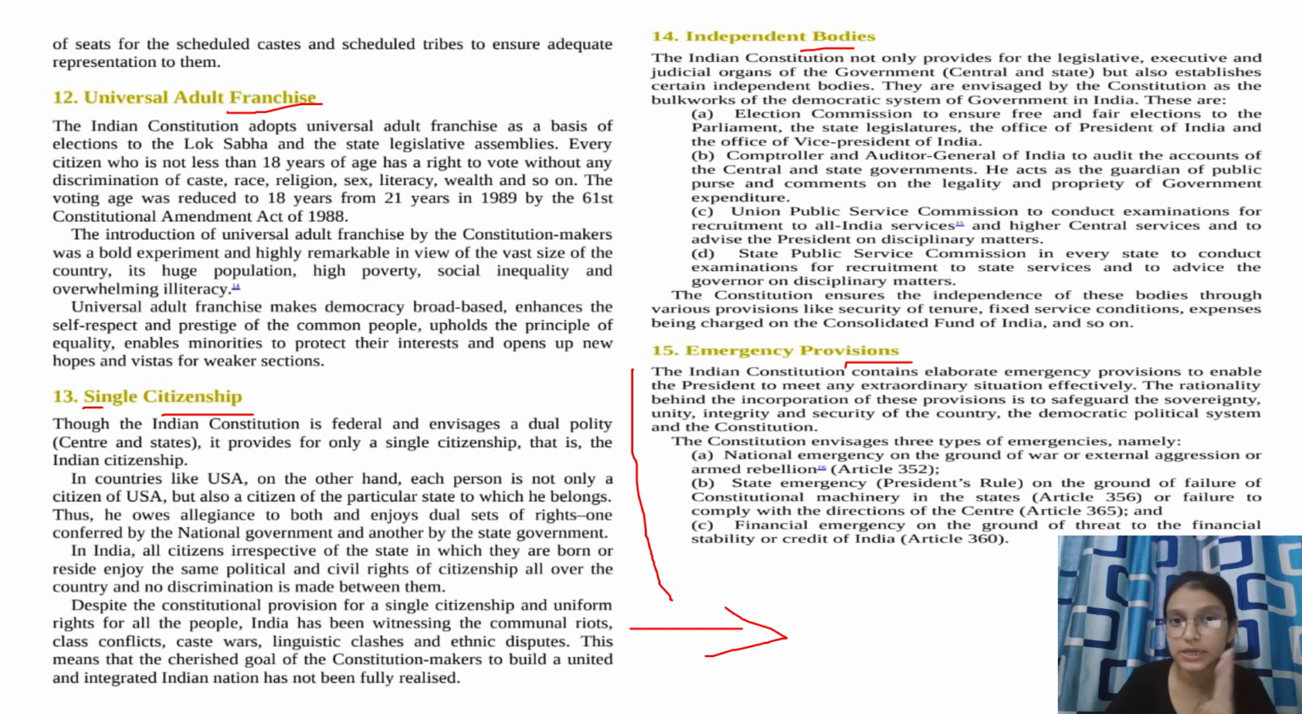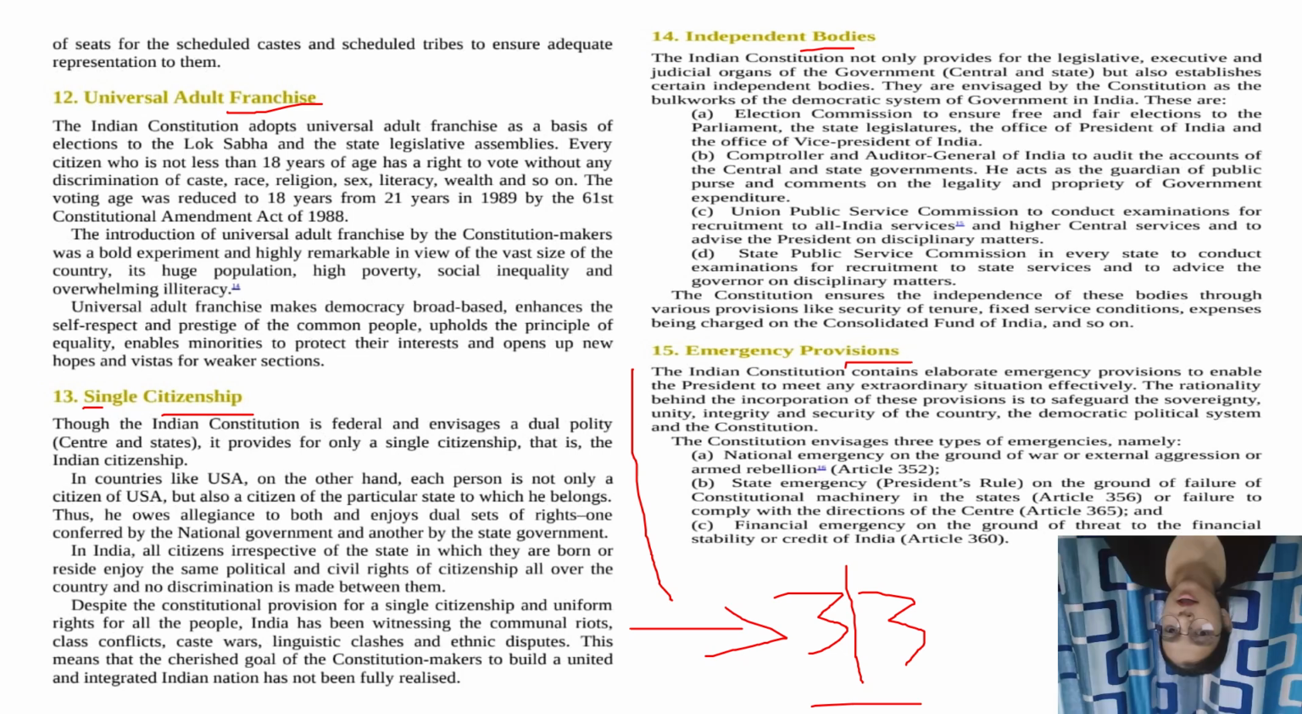And also we have 3 types of emergency. It is state, financial, and also national emergency. Three emergencies have happened till now. So you can remember emergency provisions as three. That is the kind of link or trick you can use to understand the emergency provisions.